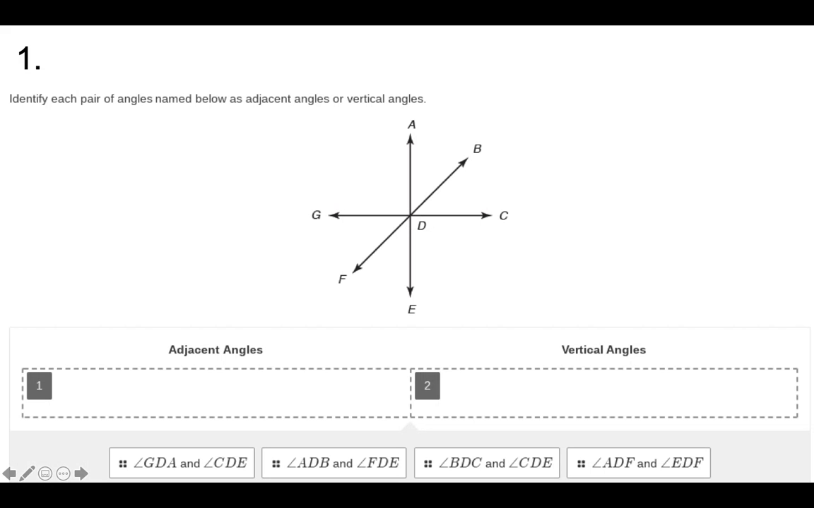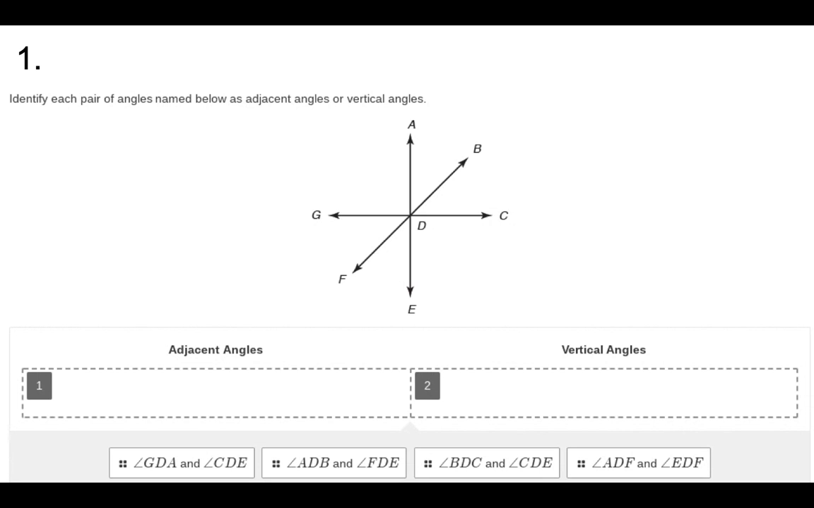Okay. So number 1, it says identify each pair of angles named below as adjacent angles or vertical angles. Okay, so they give you 4 angles, and what you need to do is you need to decide, are they vertical angles or are they adjacent angles? So go ahead, pick your answer, and then we will go over it.